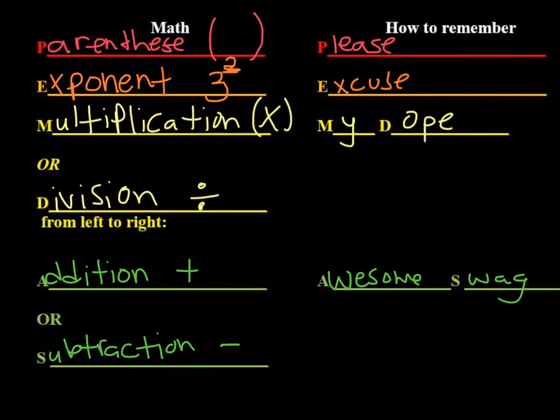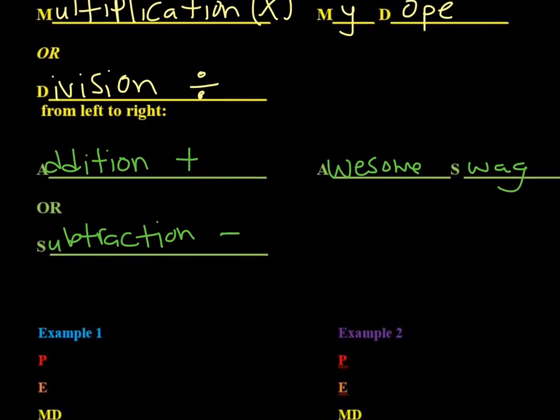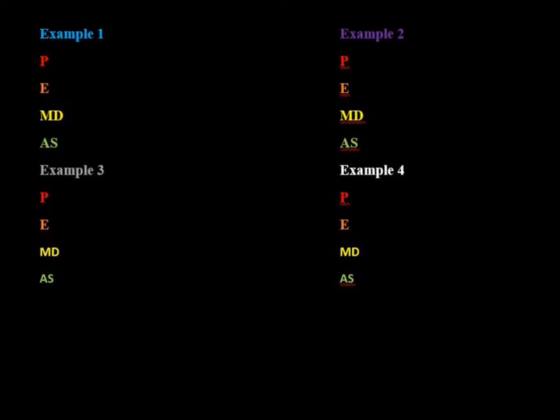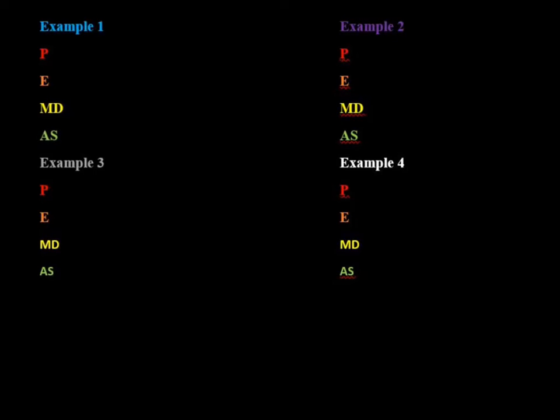Alright, so with that being said, with that big review from yesterday, let's look at a few examples. So let's scroll down. Alright, I will do number 1, and I'll have you guys try number 2. I'll do number 3, and I'll have you guys try number 4. So number 1, if we have 27 divided by 3 to the second power, or 3 squared as we learned, plus 7, what does that equal?